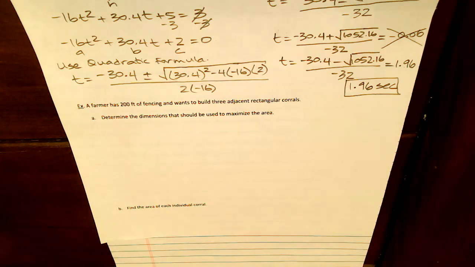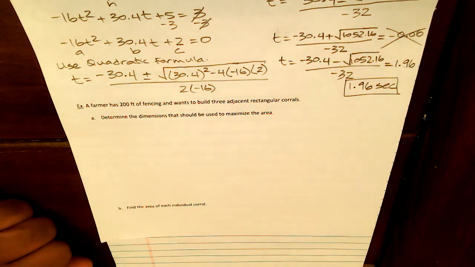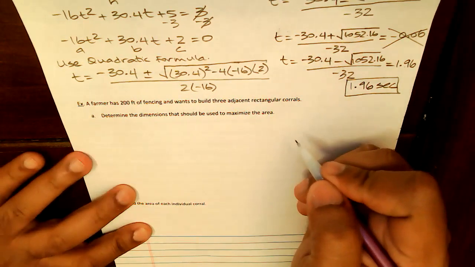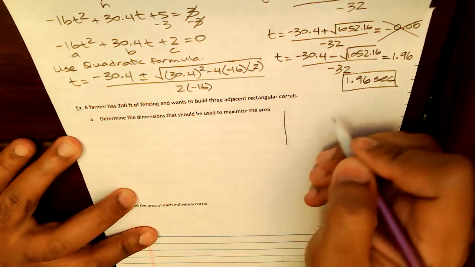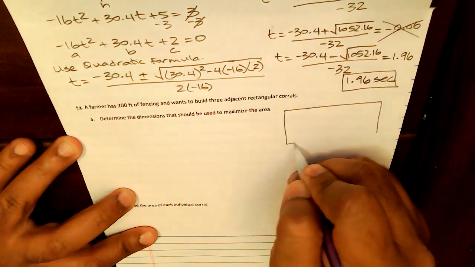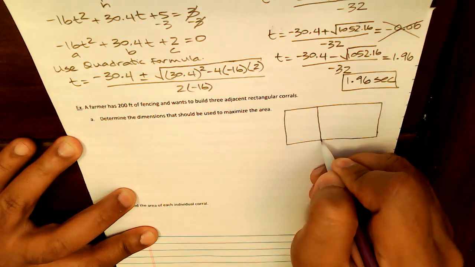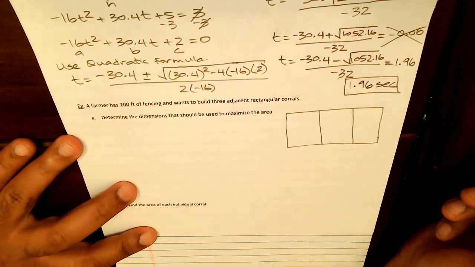For the final example of this section, we're going to look at another application problem. This one says a farmer has 200 feet of fencing and wants to build 3 adjacent rectangular corrals. So we can draw a picture first so that you know what is going on. We are going to imagine having 3 rectangles. Adjacent means they are right next to each other.